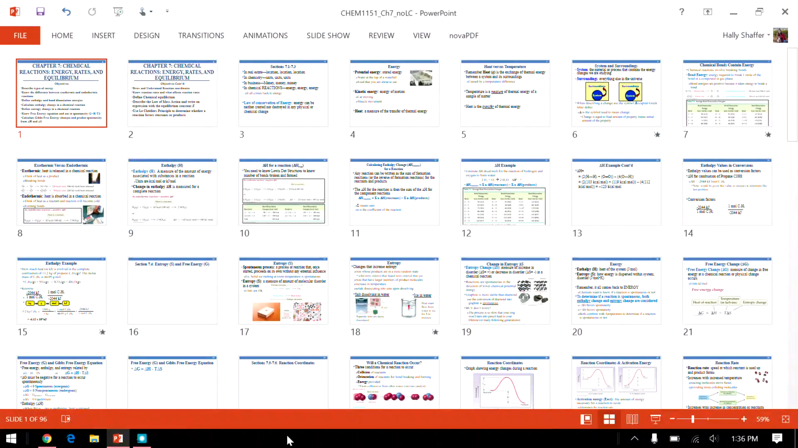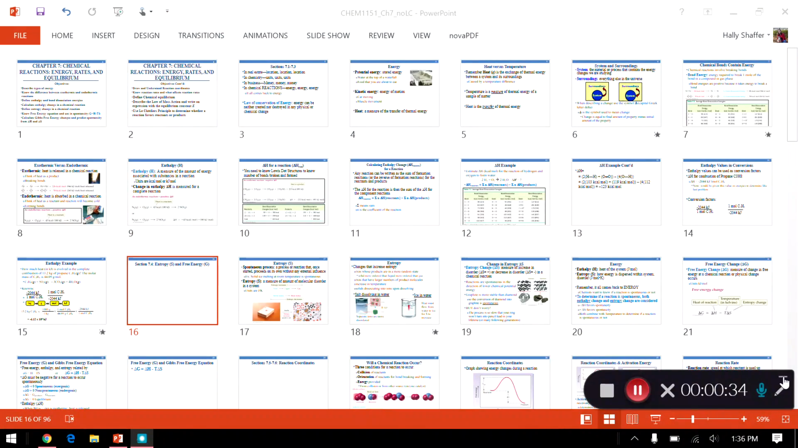So we had ended on slide 16. Let's make sure this is okay. We had ended here. We're going to look at entropy first, and then we'll look at free energy.